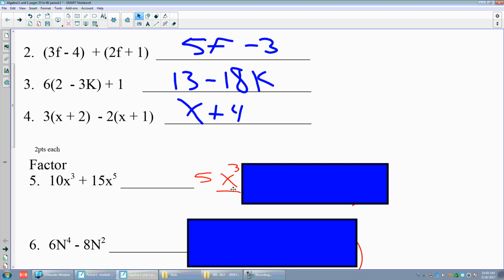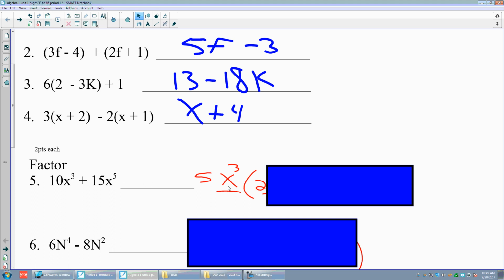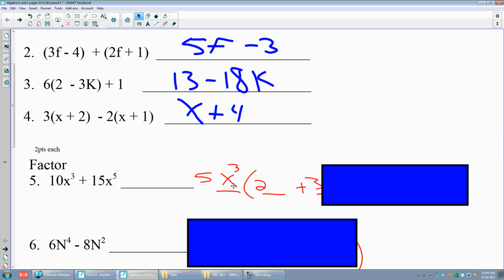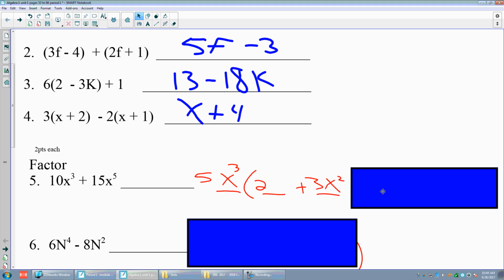Now we ask ourselves, 5x cubed, or 5 times what is 10? 2x cubed times what is x cubed? Well, a 1, but 2 times 1 is just 2. Break down the operation plus. 5 times what is 15? 3. x cubed times what is x to the fifth? Remember, you add the exponents. So 3 plus what is 5? x squared.